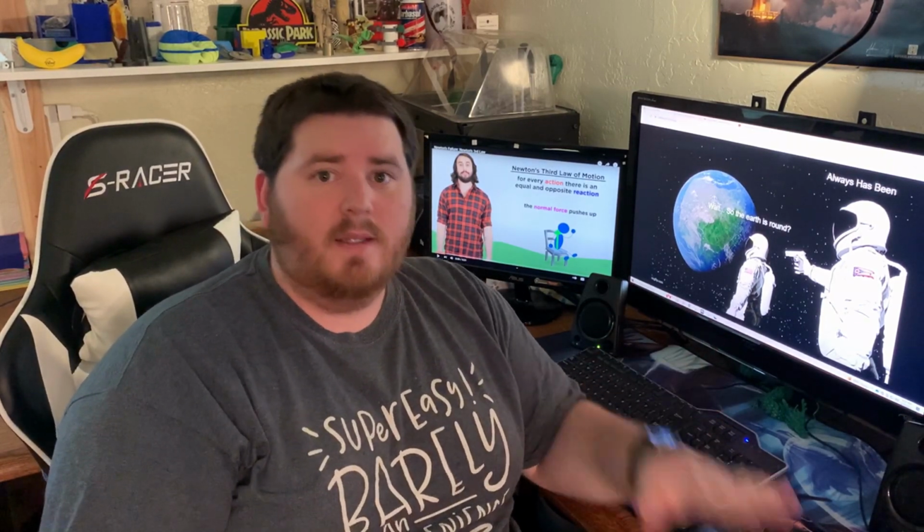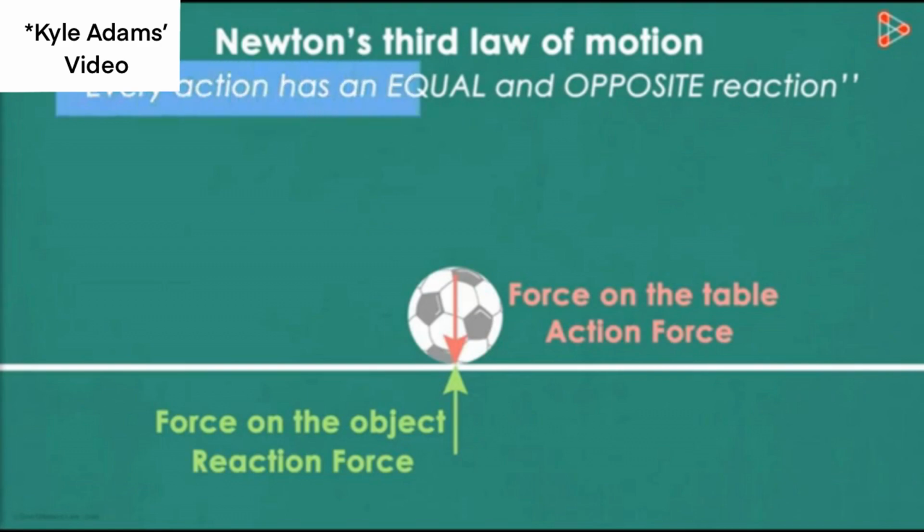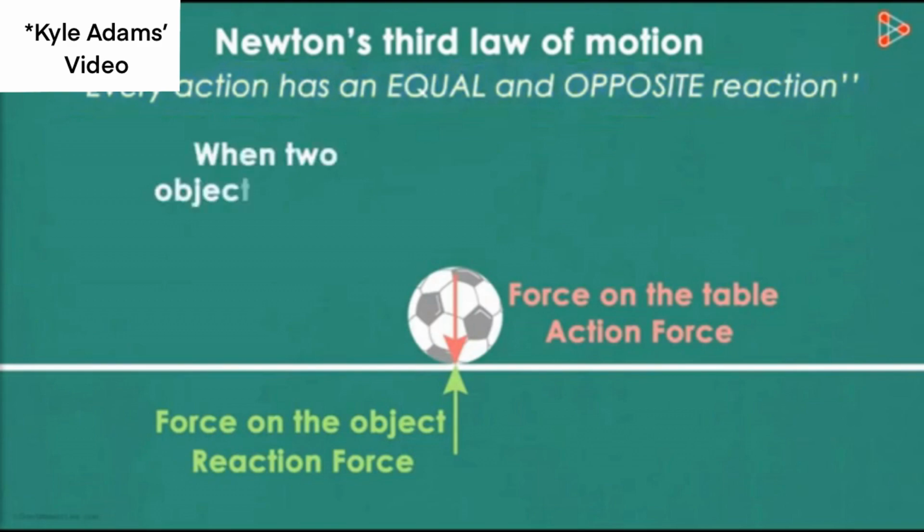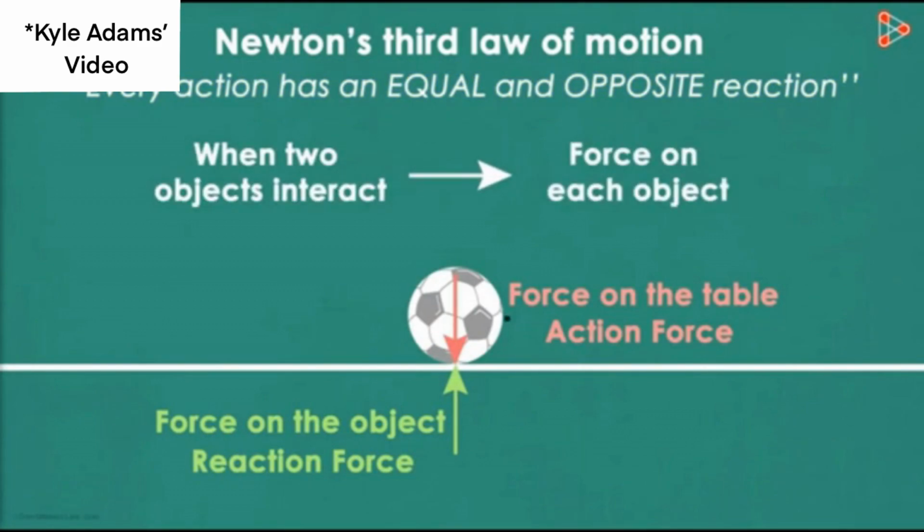When something is pressed against the ground is pushing with equal force back into the object. Every action has an equal and opposite reaction. It means that when two objects interact, there is a force on each object. The magnitude of force on the first object equals the magnitude of force on the second one. The problem here is that the table is not exerting any upward force on the ball.